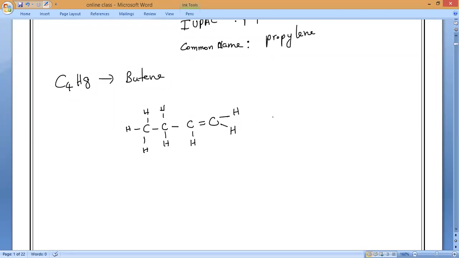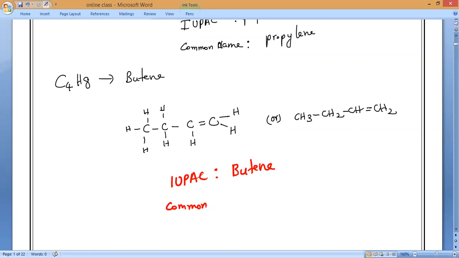So now what is the condensed formula? CH3 single bond CH2 single bond CH double bond CH2. That is what you have to remember. Now you can say the IUPAC name. What is the IUPAC name, guys? Butene. And the common name, what will come? Butylene. Very good. Do it fast.